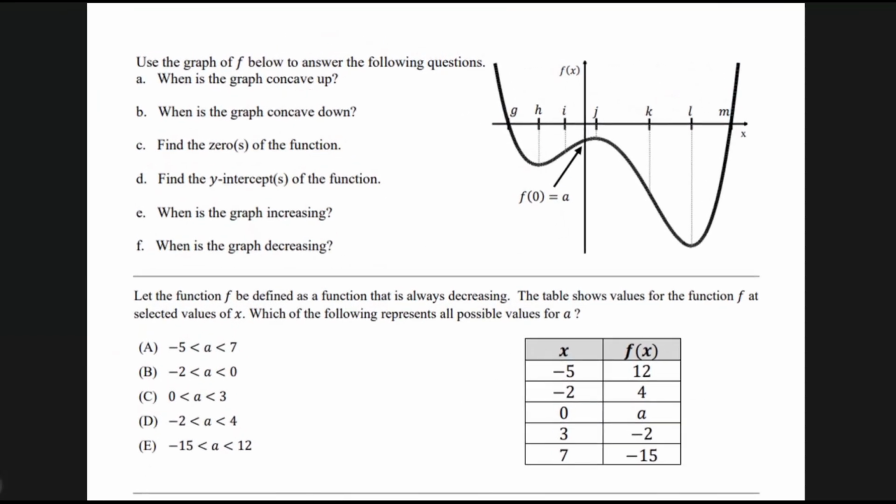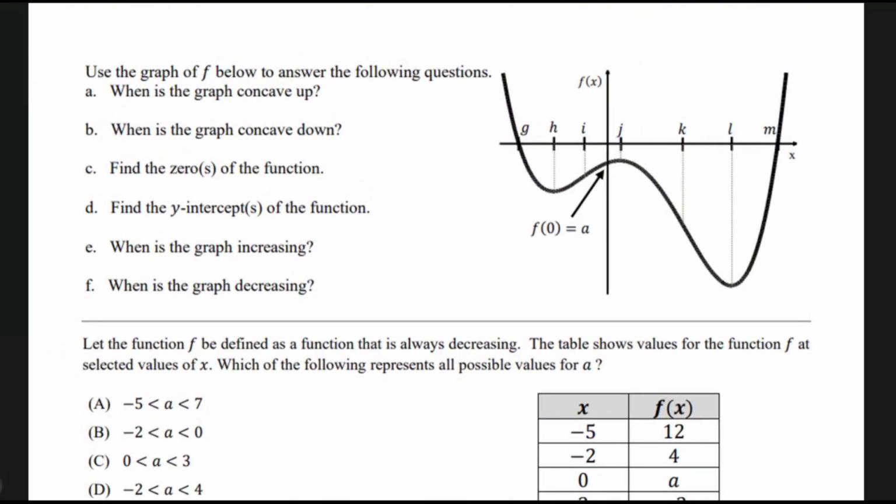Now let's do some examples based off of what we learned today. See if we can put all of this together. Let's look at some examples. Use the graph of f below to answer the following questions. When is the graph concave up? All right. So basically I have all of these letters. I have G, H, I, J, K, L, M, and then I have my infinities. It looks like it's going to be concave up from negative infinity all the way to I.